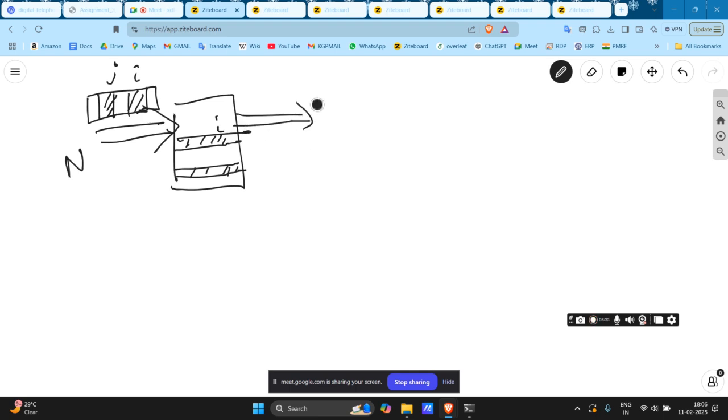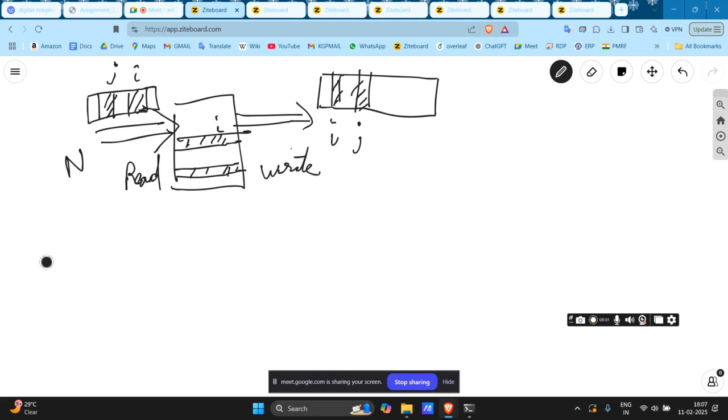When they are getting transmitted, it might be that J is transmitted first and I is transmitted later. This might happen because of the traffic. So in this way, there is one read cycle here and one write cycle. So assuming read and write operations take the same amount of time, let read and write operations take TC time.